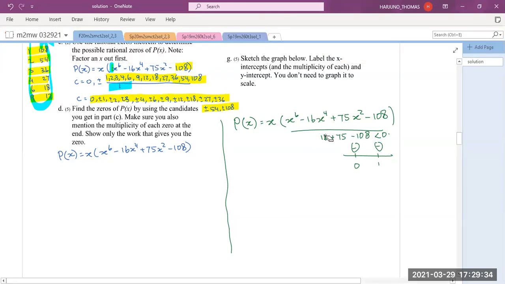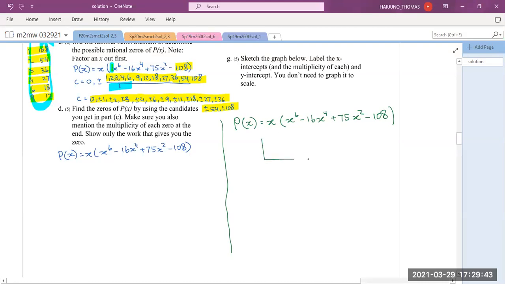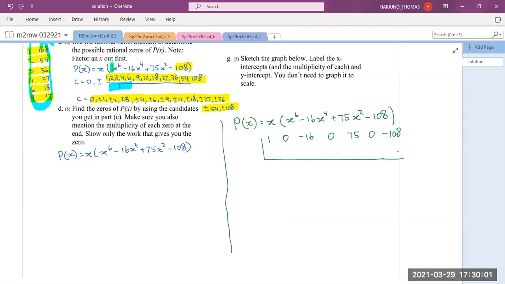Let's see, what will that number be? Let me check 3 or 4. Why not 2, Thomas? You can try. I mean, just do something. So x to the 6, 0x to the 5th, negative 16x to the 4th, 0x cubed, 75x squared, 0x, minus 108. I will not try 1 because when I tried that earlier, I just added the coefficients. It doesn't give me 0. So let me try, let's say 3 or 4. Let's try 3.